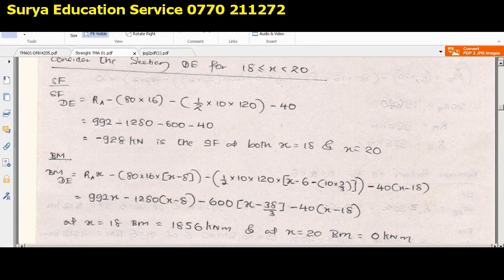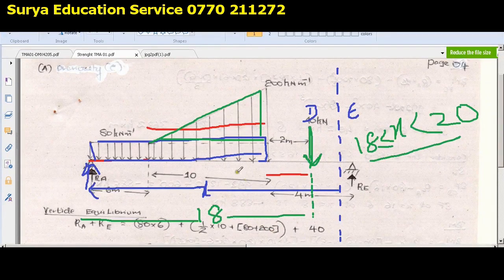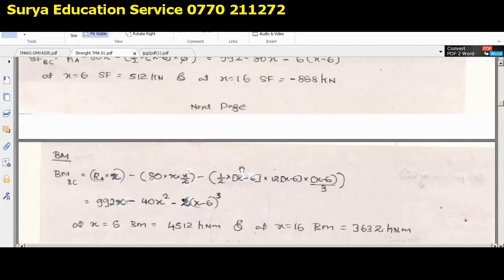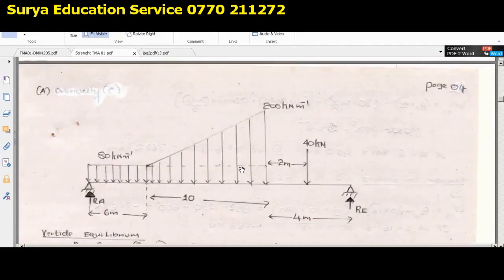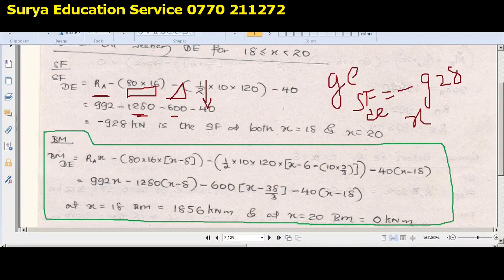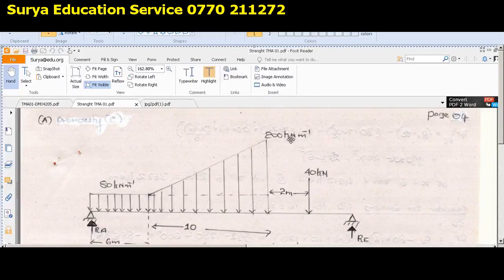I think I need the diagram again. It doesn't matter, I will go for a copy of the diagram again. Right. Okay, so that's right.